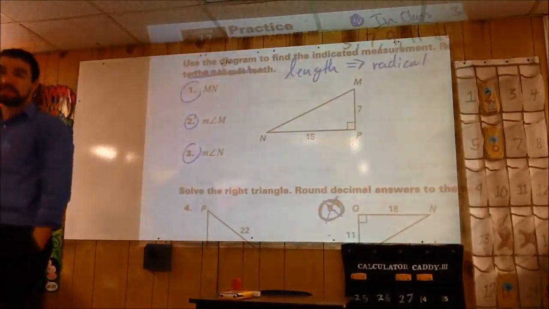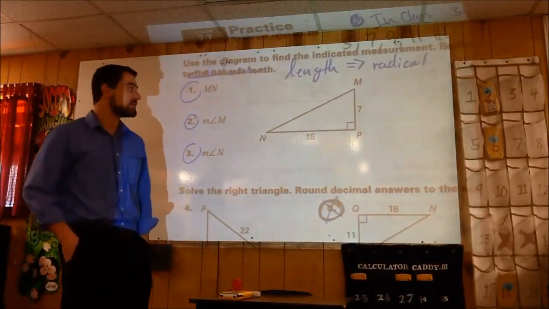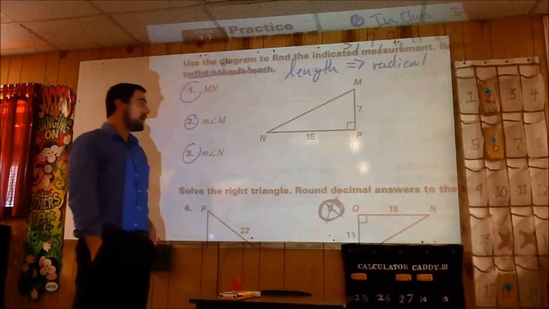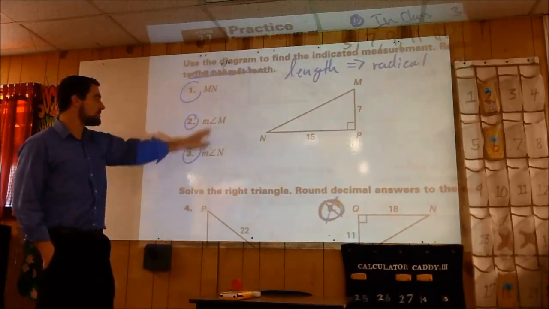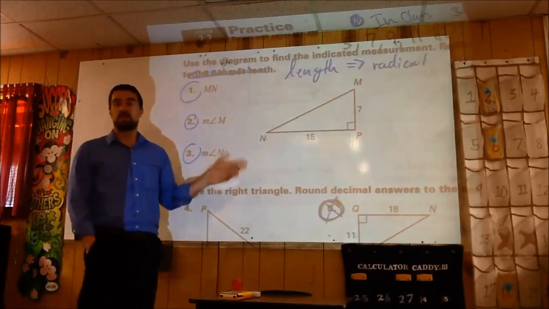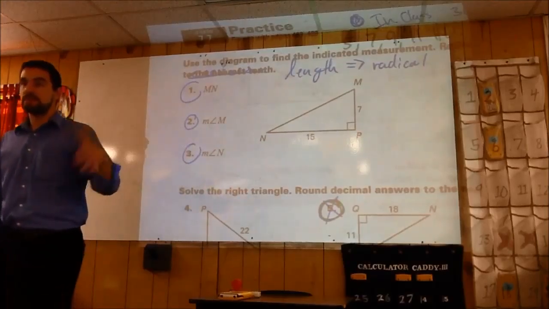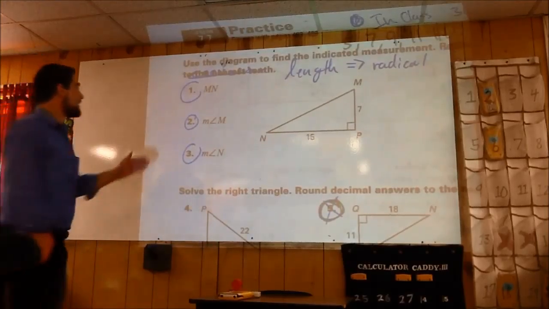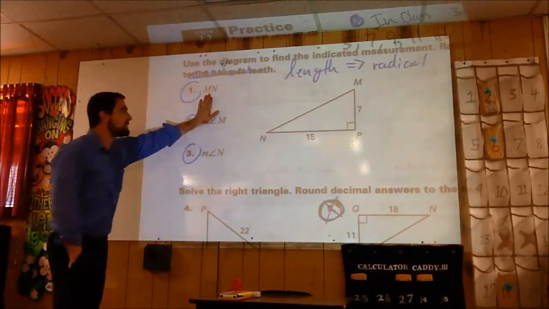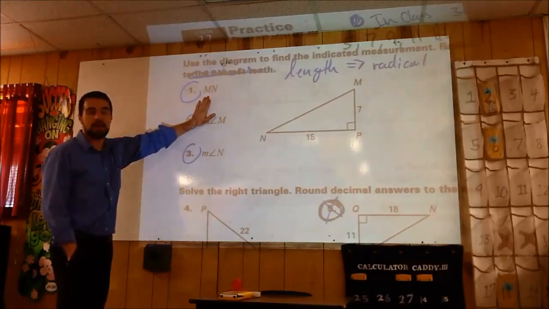We've been finding missing side lengths of right triangles. And so what happens if I'm asking for the measurement of the angles of a right triangle? That's what we need to move into now. If I asked you to solve for the length of segment MN, how would we do that?